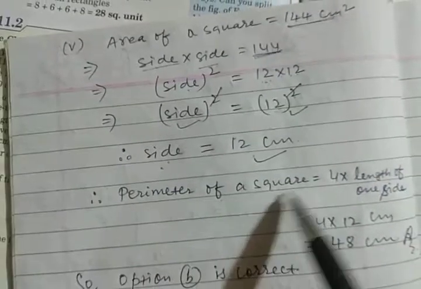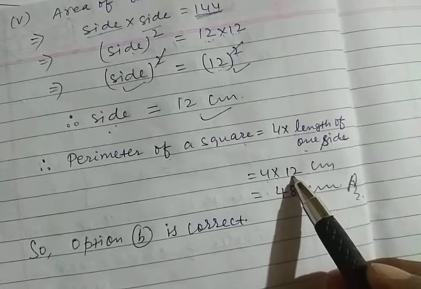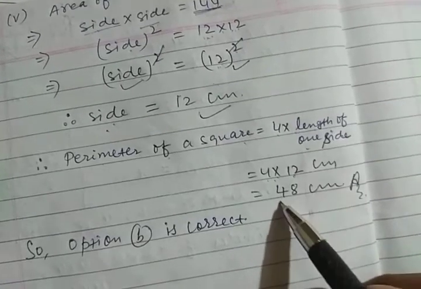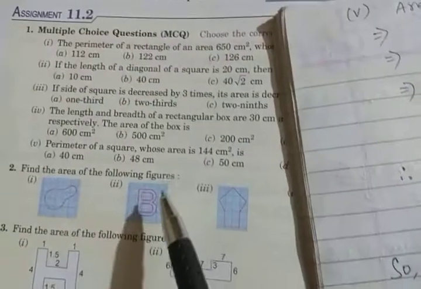Then the perimeter of the square is 4 into the length of one side. 4 into 12 we get 48 centimeters. So option B is correct, 48.